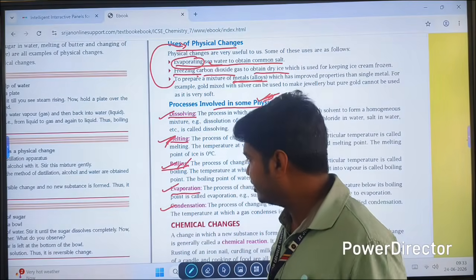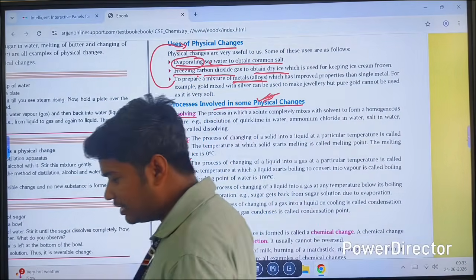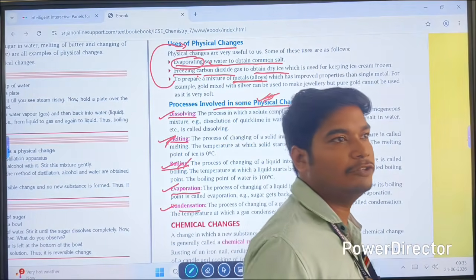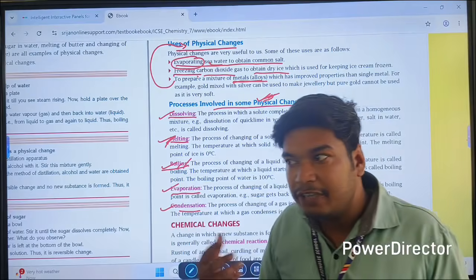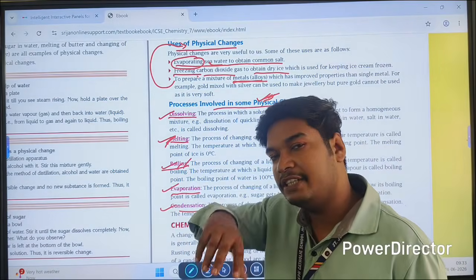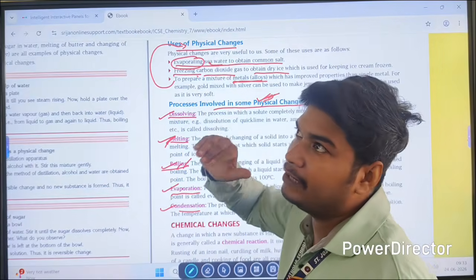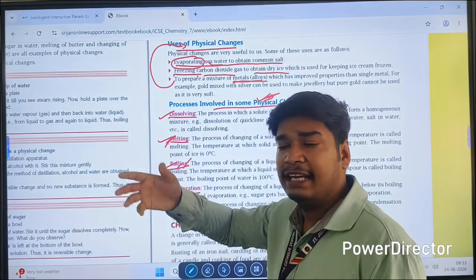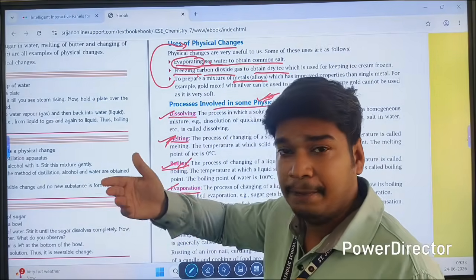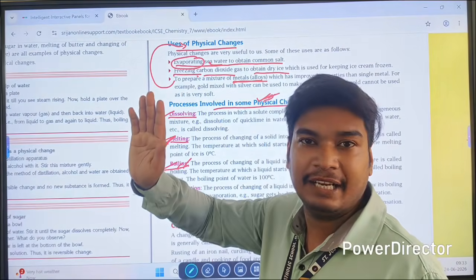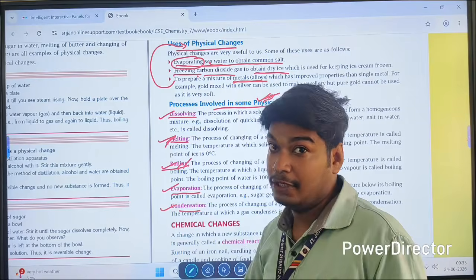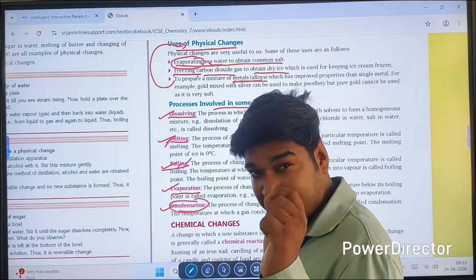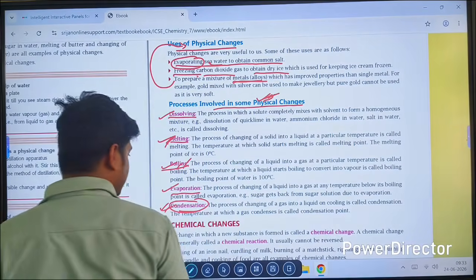Now evaporation, we have already discussed, and condensation. We know what is condensation. Suppose you have taken one glass of water and you give it heat. Then water will change into water vapor, and the water vapor will go up. As it travels upward, the temperature goes down. If the temperature goes down, again the vapor converts into tiny droplets. This is known as condensation.